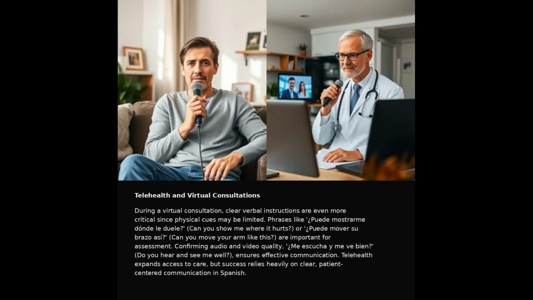During a virtual consultation, clear verbal instructions are even more critical since physical cues may be limited. Phrases like, ¿Puede mostrarme dónde le duele? Can you show me where it hurts? Or ¿Puede mover su brazo así? Can you move your arm like this? Are important for assessment. Confirming audio and video quality, ¿Me escucha y me ve bien? Do you hear and see me well? Ensures effective communication. Telehealth expands access to care, but success relies heavily on clear, patient-centered communication in Spanish.